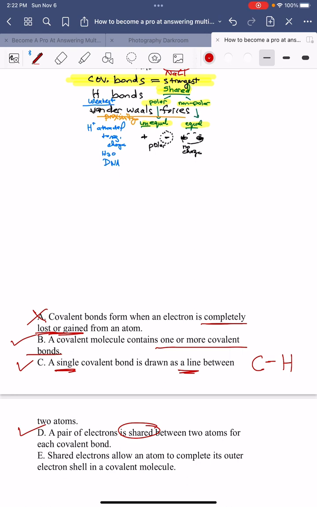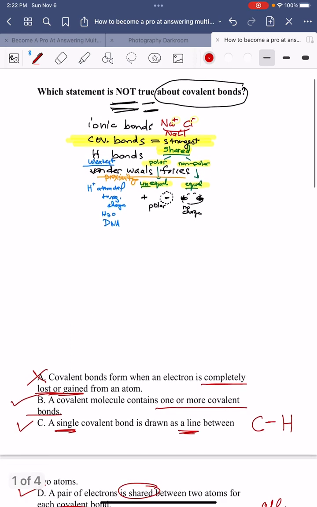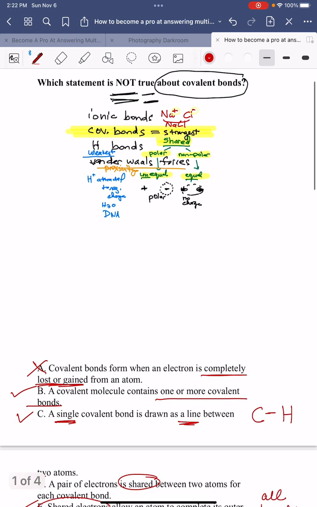And then option E, shared electrons allow an atom to complete its outer electron shell in that covalent molecule. Oh, we didn't talk about the outer electrons, but that typically is what all bonding is striving towards, right? To complete that outer electron shell. Here they do again refer to shared electrons, so that is spot on. So let's go back here. The question was, which statement is not true, right?